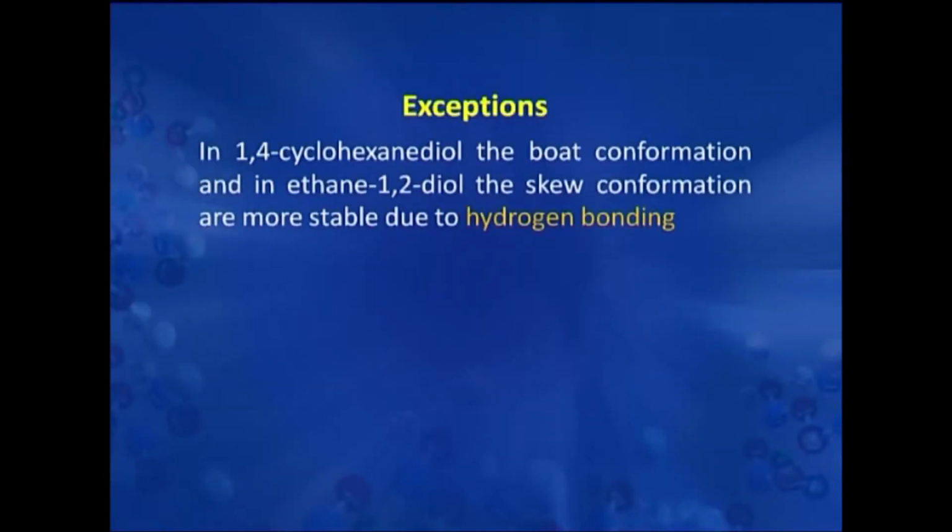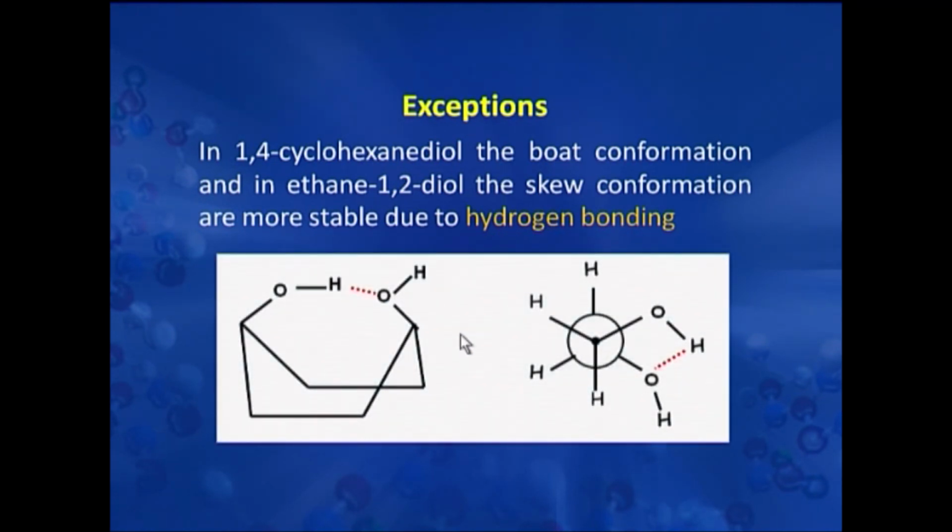As we have discussed about the stability of conformation, there are some exceptions to it. I have taken two exceptions here, such as in case of 1,4 cyclohexane diol or in case of ethane 1,2 diol, the corresponding more stable conformations that we have for the corresponding alkane truly are not the stable conformations for these compounds. Such as in case of 1,4 cyclohexane diol, it is the boat conformation which becomes most stable because of this hydrogen bonding between these hydroxyl groups. So, boat conformation is even more stable than the chair.